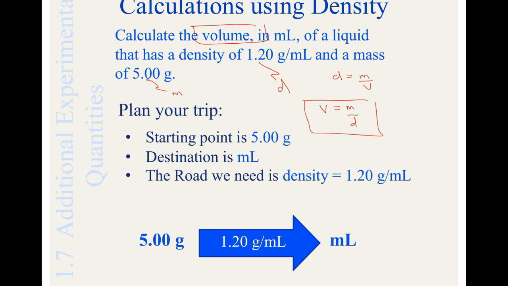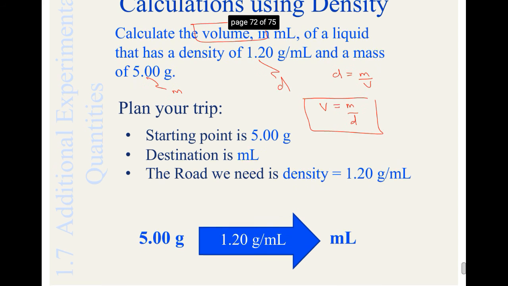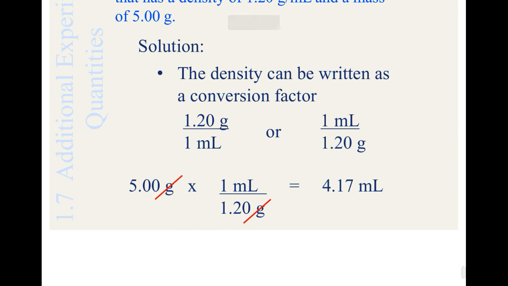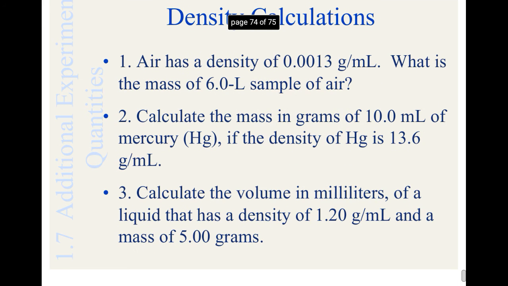So there's the formula that I'll need. I can simply plug the numbers for mass and density into my formula, which I've done here on the next page. And you can see that 5 grams divided by 1.20 grams per milliliter gives you 4.17 milliliters.